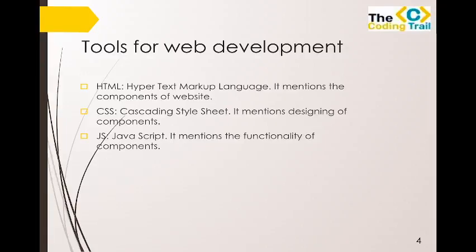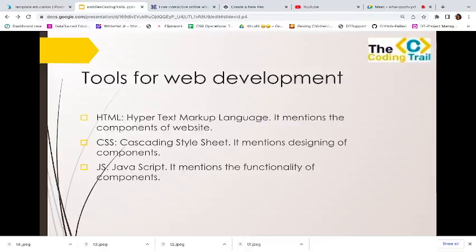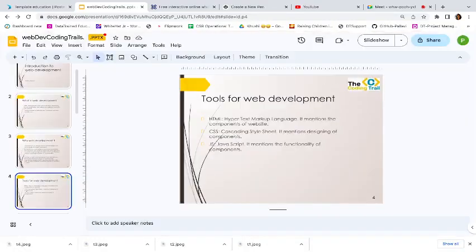There are three main tools to develop a website: HTML, CSS, and JavaScript. HTML stands for Hypertext Markup Language. CSS stands for Cascading Style Sheet. JS stands for JavaScript. We'll look into each one of them in detail. Let me open my whiteboard and come back to you here.